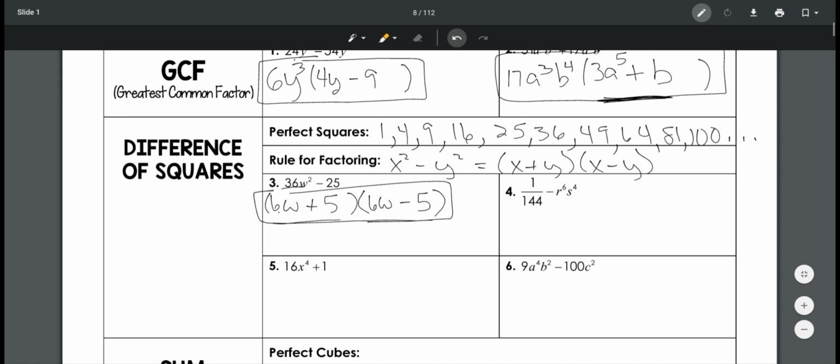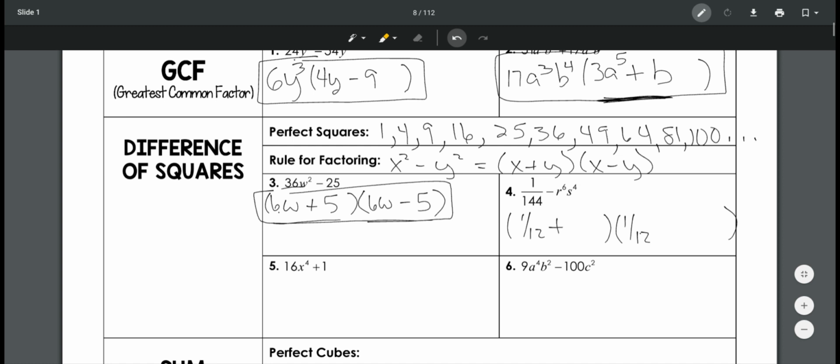Now, number 4 looks a little bit different simply because the perfect square numbers are in fraction form. 1 over 144. 1 is a perfect square, 144 is a perfect square, which is 12 times 12. And then if you notice, all of my exponents are even, so I can divide them easily by 2. So what I'm going to do is split up that 1 over 144 to 1 over 12, because 1 over 12 times itself is 1 over 144.